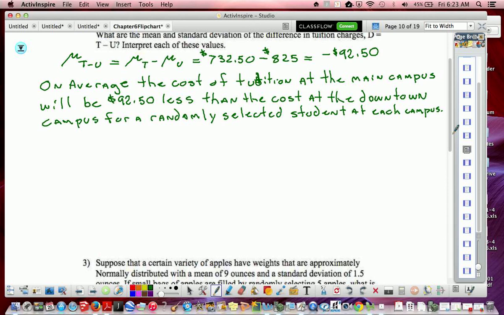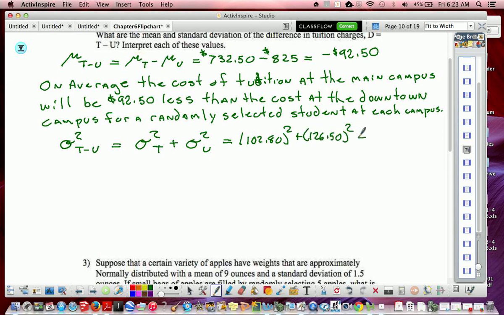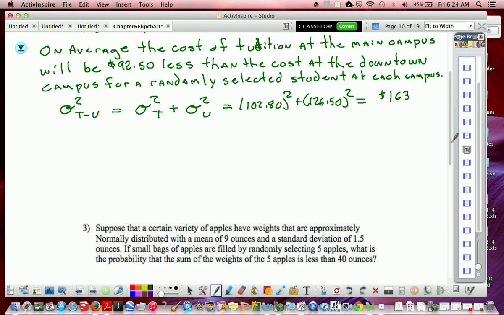So in this case, now we want to calculate out the variance between the two. So in order to do so, we calculate out the variance of the main campus and the variance of the downtown campus, and we add them together. So here's the nice thing about this. We're just going 102.80 squared plus 126.50 squared, which was the exact same calculation we just did on the previous problem. So I know that this is $163.